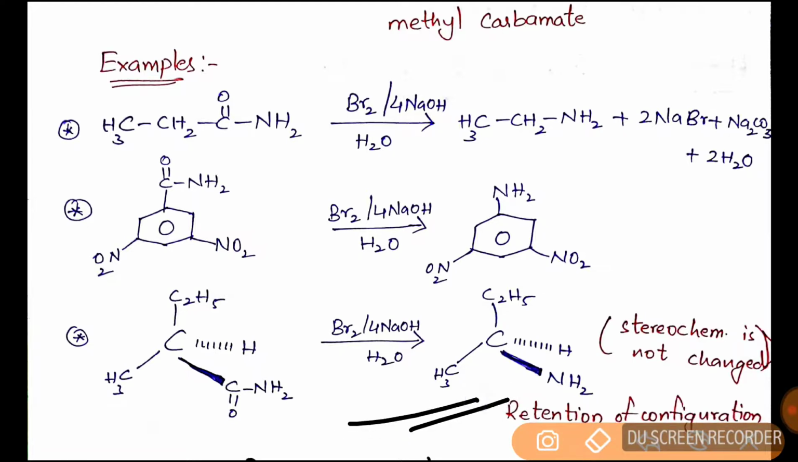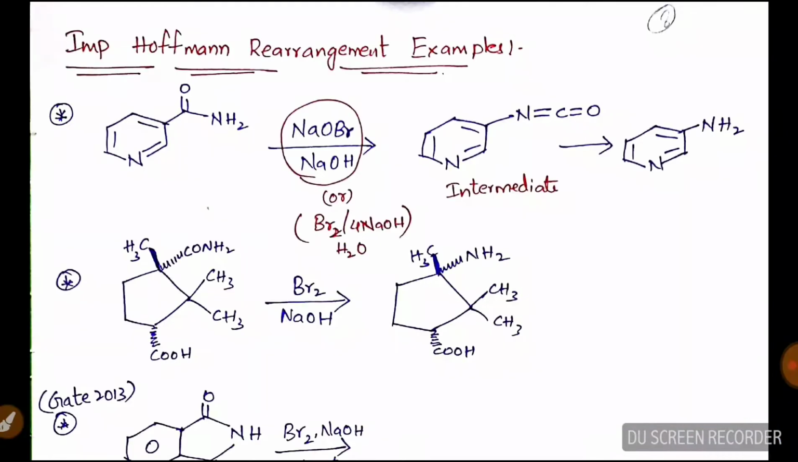So it's easy to just apply this trick, that is removal of C double bond O, and nothing else will be changed, only this C double bond O is removed. So that is how you remember this trick and apply it to the examples. These are a few very important Hofmann rearrangement examples, guys.